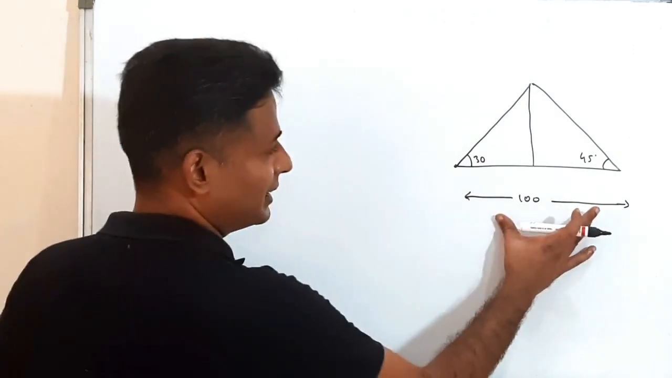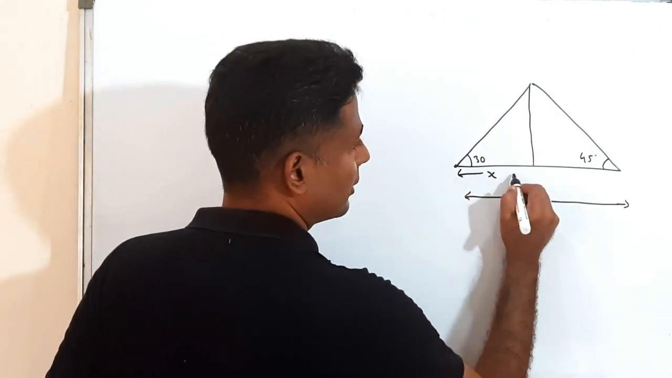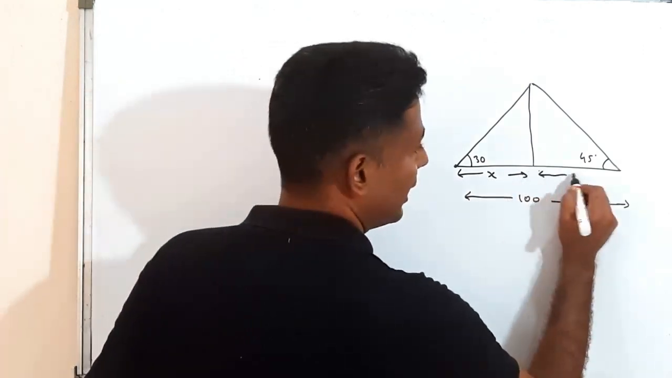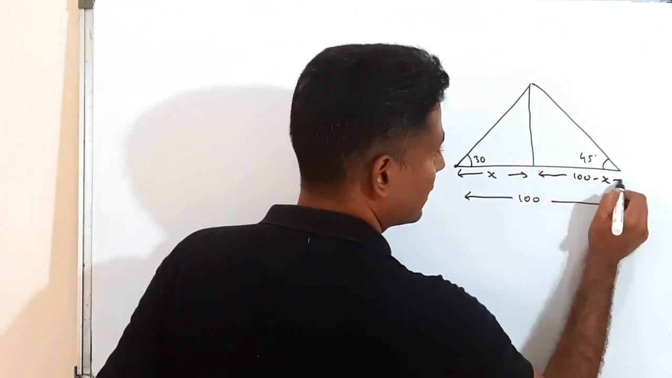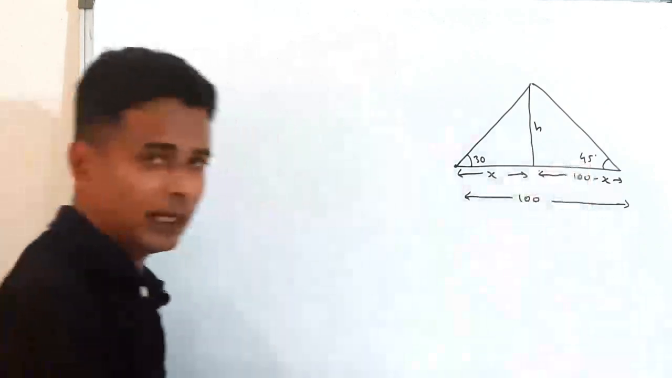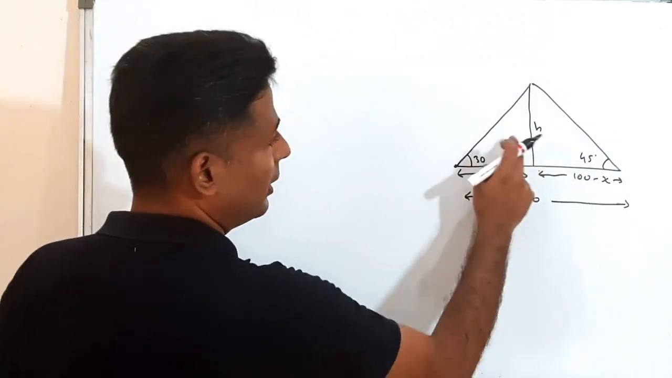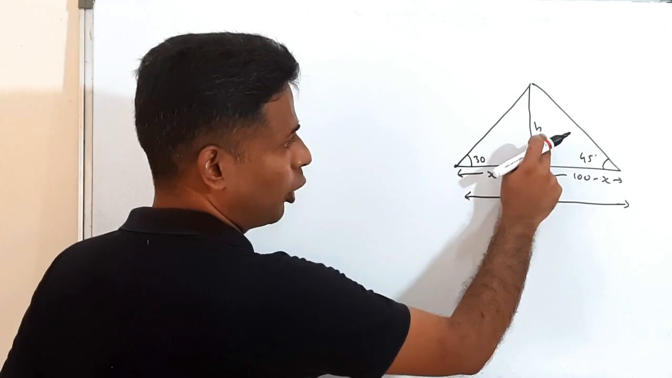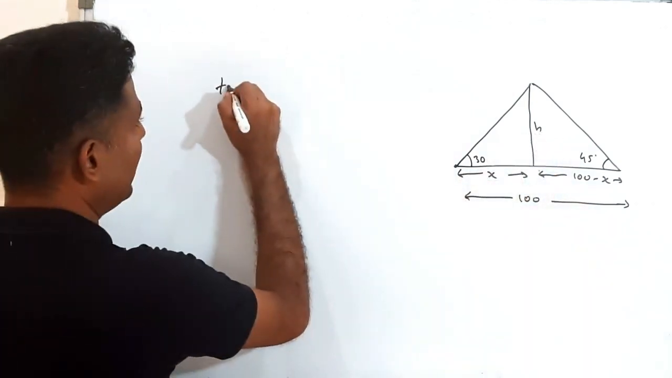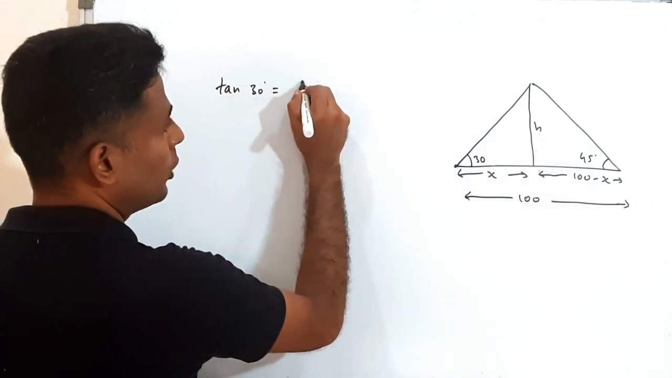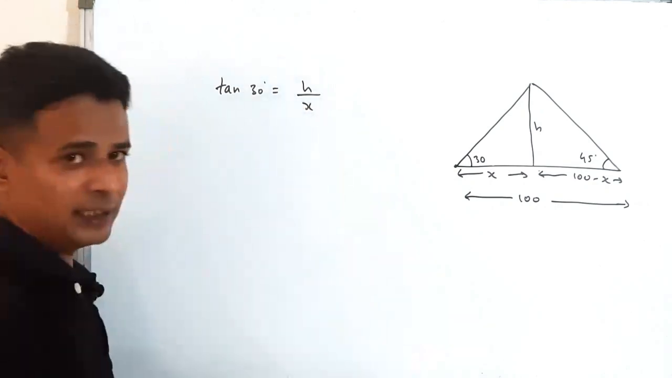Now guys, if this much is 100, let's say this is x. So this will be 100 minus x. And let this be the height of the lighthouse, h. Now we got two triangles. Here we have angle 30, here we have opposite and adjacent. So tan 30 degrees equals opposite by adjacent, that is h by x.